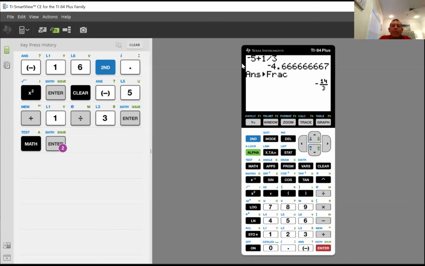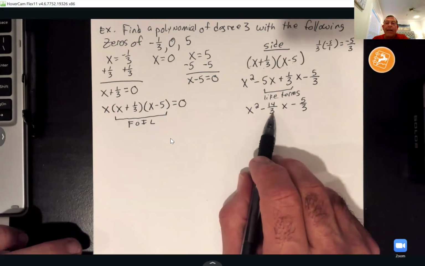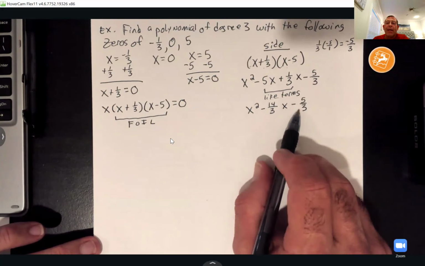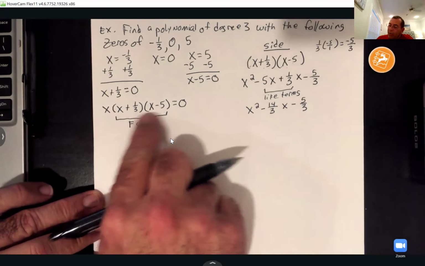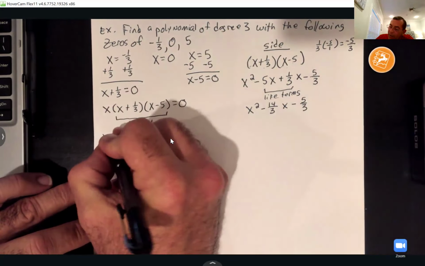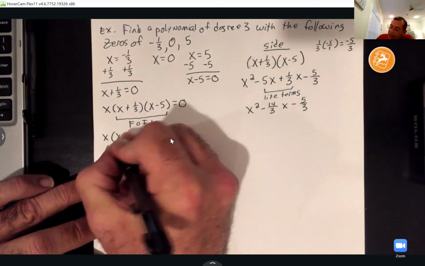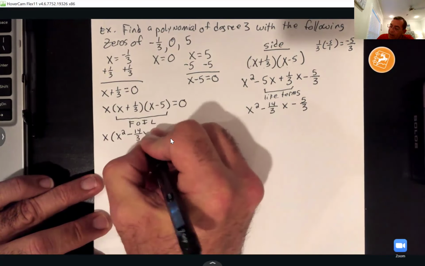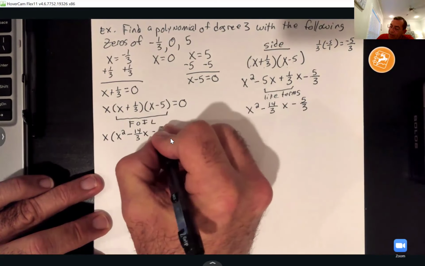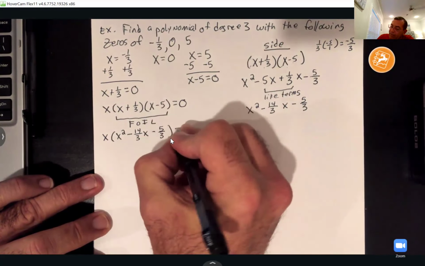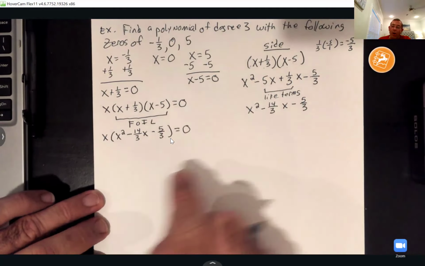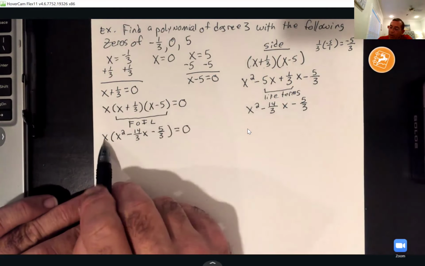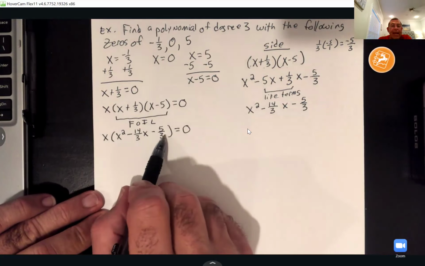Whoops, I forgot to go back to my paper, y'all. All right, so I brought down my x squared. Those equaled negative 14/3 x, and then I brought down my negative 5/3. So I'm replacing the stuff here that I FOILed with that. X squared minus 14/3 x minus 5/3. So the hard part on that one's done. All we're going to do now is distribute that x.